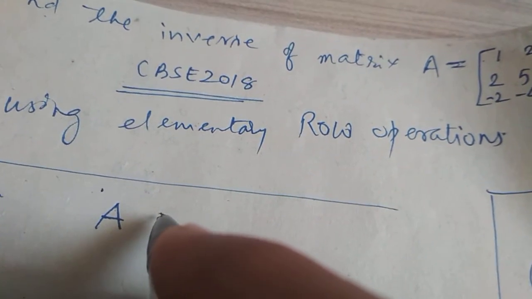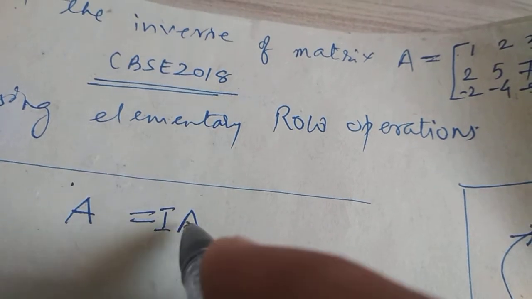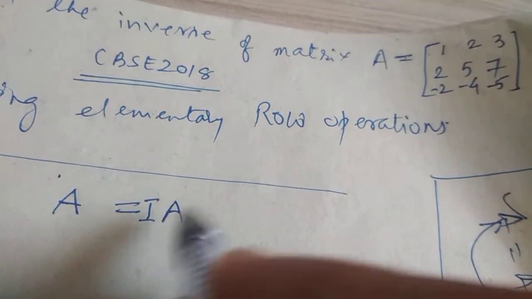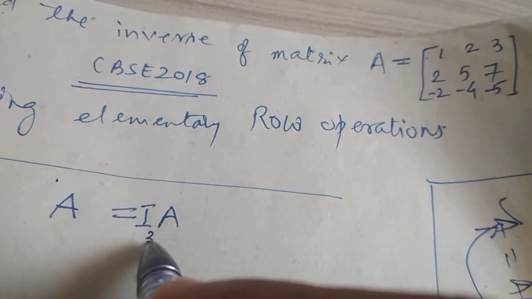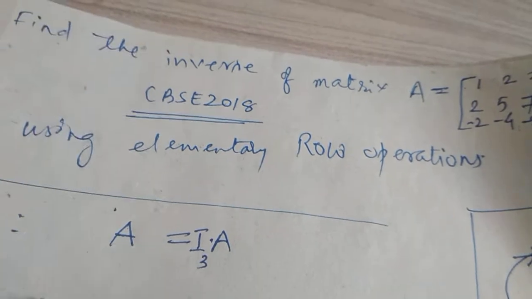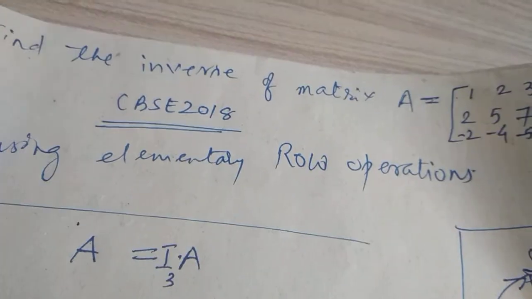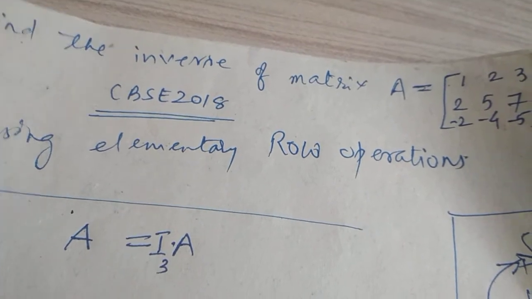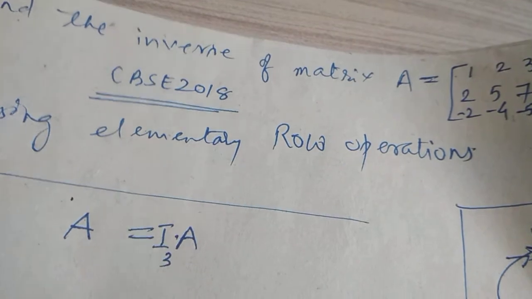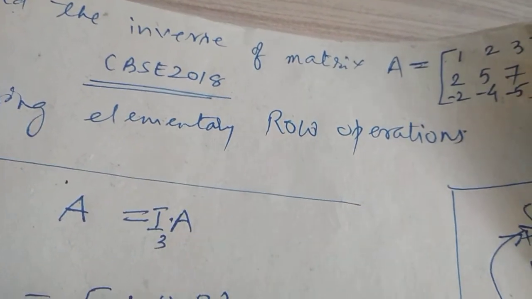For elementary row operations, we have to use A = IA, where I is the identity matrix of corresponding order, 3 by 3. So now we will substitute the value of matrix A. The matrix is [1, 2, 3; 2, 5, 7; -2, -4, -5], and here I3 is [1, 0, 0; 0, 1, 0; 0, 0, 1], into A.